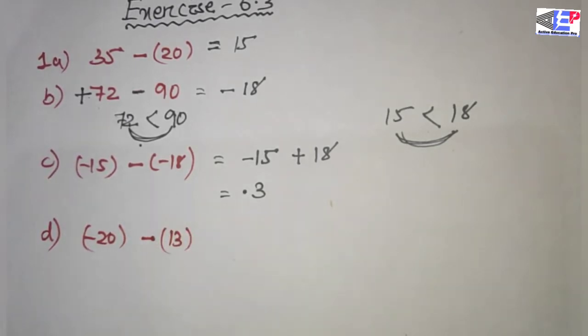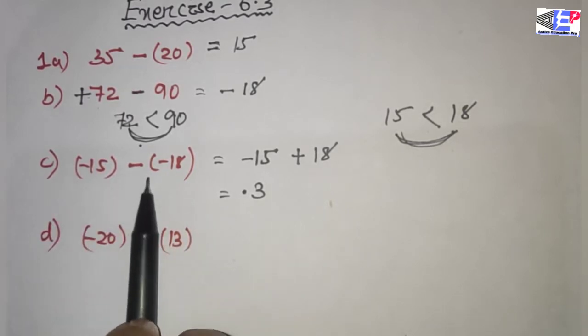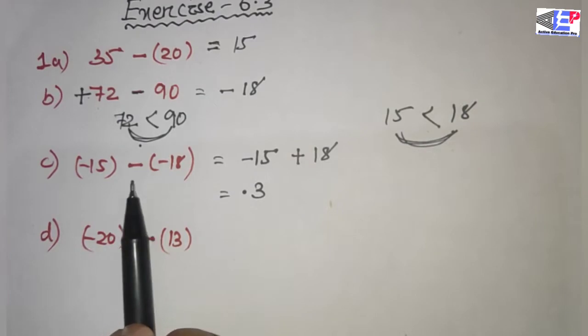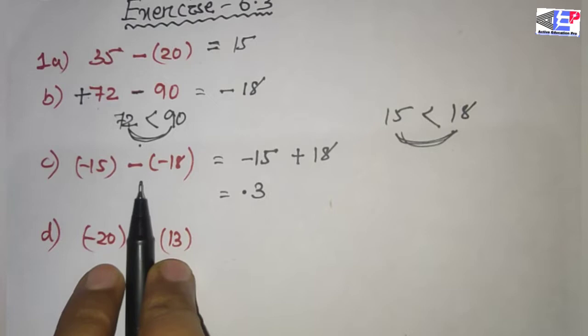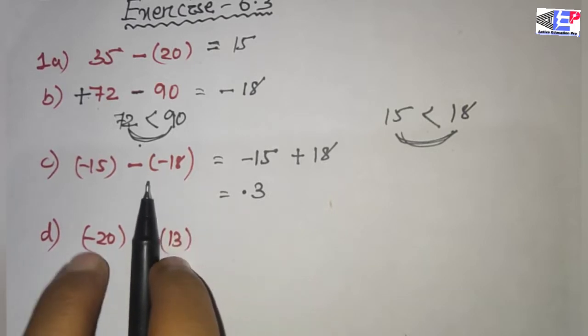Look here: minus 20 minus 13. Here you have to subtract 13 from minus 20. There is a negative integer and another one is a positive integer. Here you have to subtract 13 from minus 20.